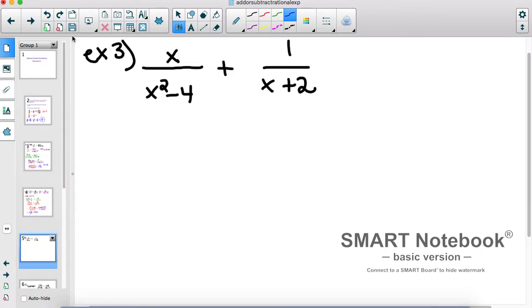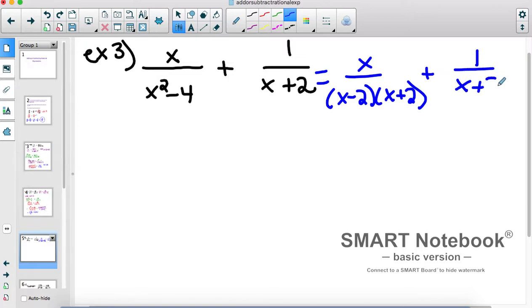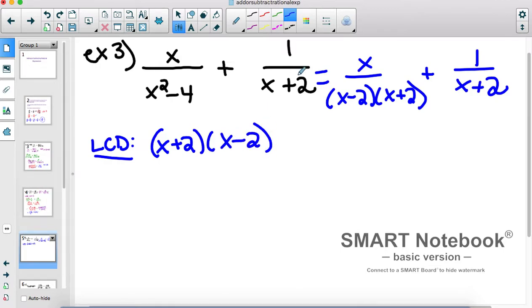All right, again, first step is to factor, so I'm going to do that over here. X over, factor this, difference of two squares. So x minus 2, x plus 2, plus 1 over x plus 2. Let's write our LCD. So our LCD, let's see, they have an x plus 2 in common, so let's list that. And then this fraction right here is missing an x minus 2. So that will be our LCD.